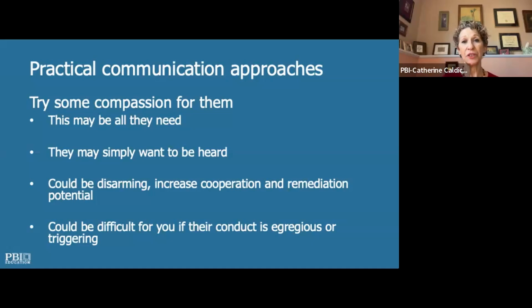I have the permission to share with you a quotation from one of our course participants about this point. They said, the disciplinary process was so dehumanizing. It was hard to cooperate when I felt dehumanized. Now, trying some compassion for them might be difficult for you if their conduct is egregious or triggering for you. So watch your facial expressions that might indicate you're feeling judgmental about these clinicians, even though your words might be neutral or even compassionate.